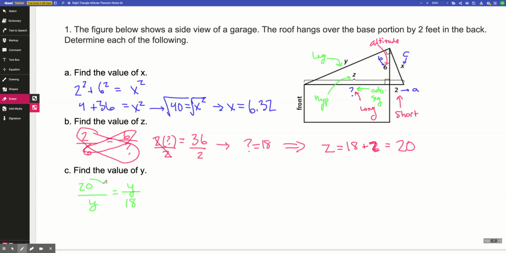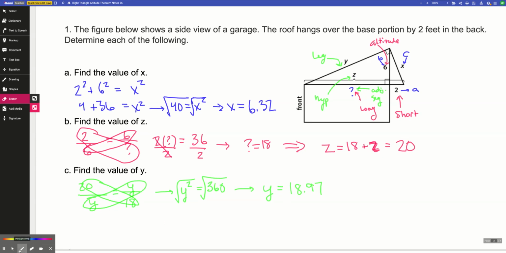So I'm going to do my cross multiplication here. So I end up with Y times Y is Y squared equals 20 times 18 is 360. And now my last step is I need to take the square root on both sides. And when I do that, you will likely have to round. So I got, when I plugged that into my calculator, Y equals 18.97. Okay, so that's it for this problem.